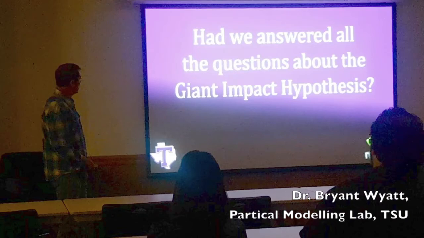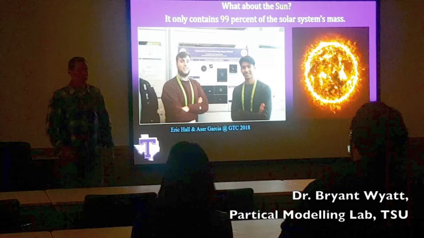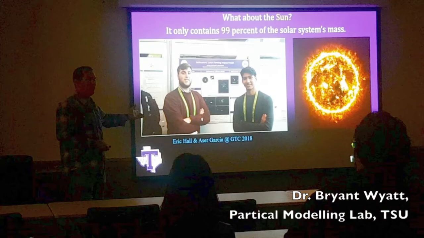Okay. So, have we done everything? Well, not exactly. There's this big fire thing in the solar system, nobody's even looked at it. It's 99% of the mass of the solar system. We figured you can't have a really good model if you exclude 99% of what's out there.